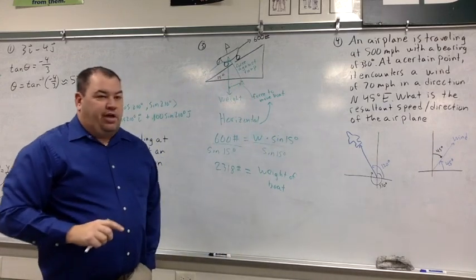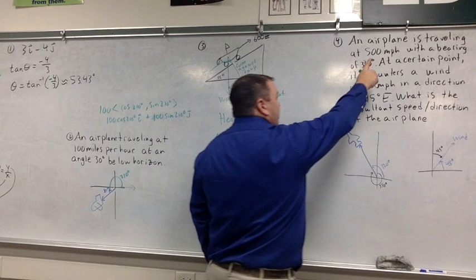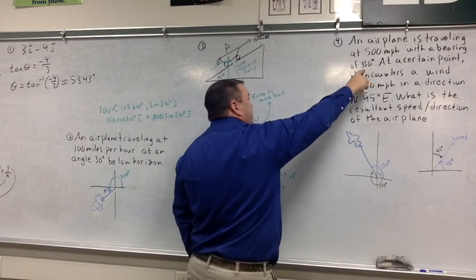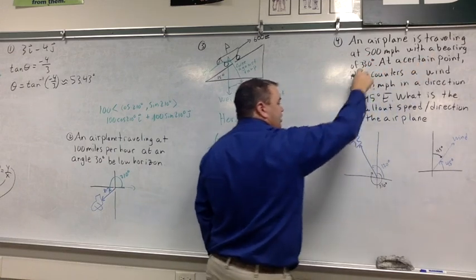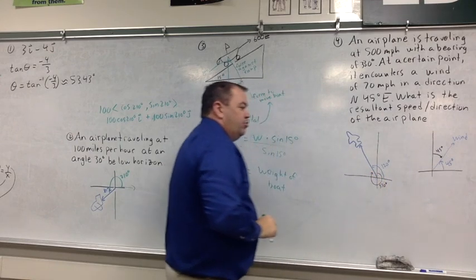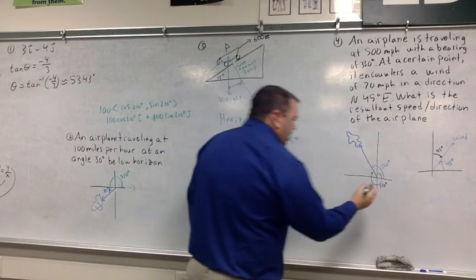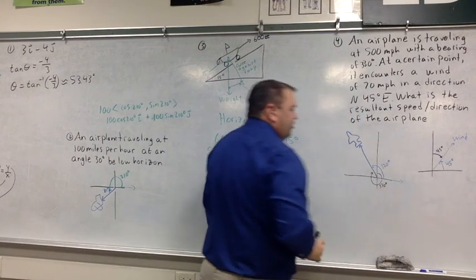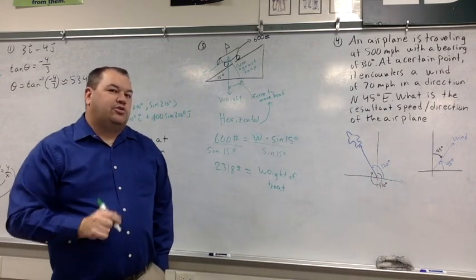So we have this airplane. It's going 500 miles an hour at a bearing of 330. Now, bearing isn't useful for us, so I took that bearing of 330 and I changed it to 120 degrees. Again, we're looking at the angle that's made with the positive x-axis. So we're looking at a 120 degree angle.